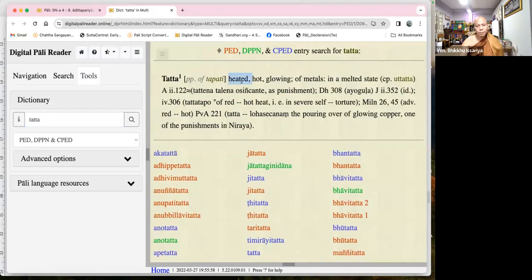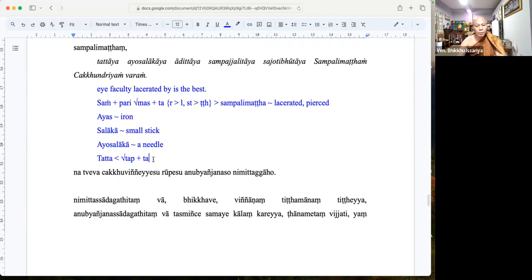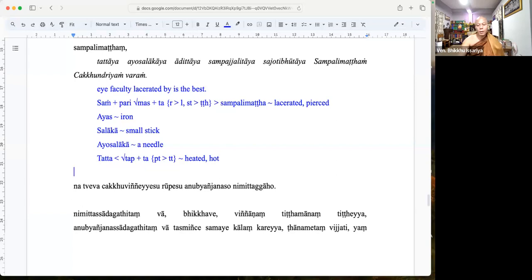That you see heated, the past participle of dittapariya. So ru da, and then the past participle surface da. So bada can be dada, meaning heated or hot. And then adeta. Adeta we already analyzed in the previous sutta.